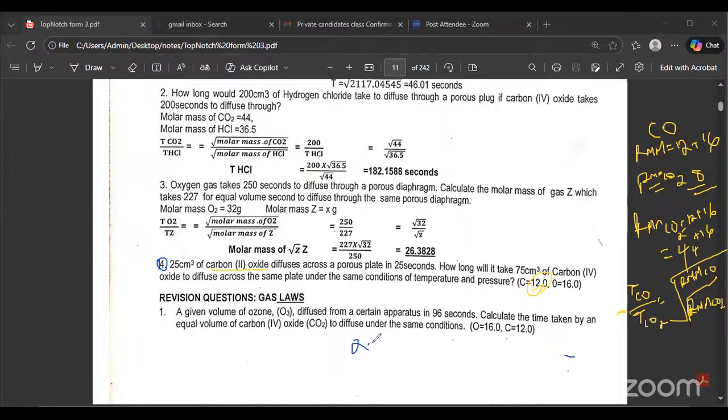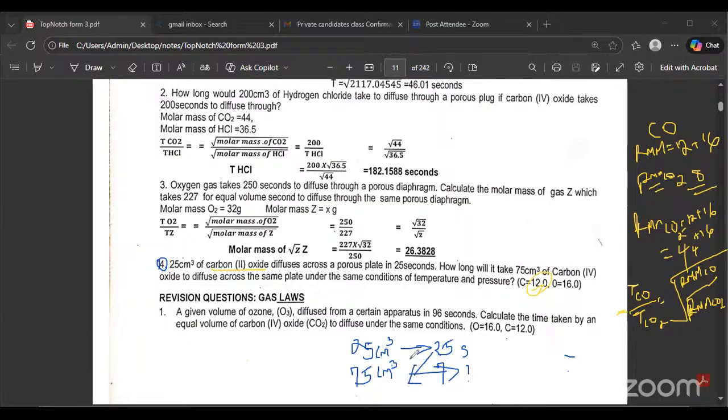So we say 25 centimeters cube takes 25 seconds. What about 75 centimeters cube? Itachukua how many seconds? So, and then you do the cross multiplication.